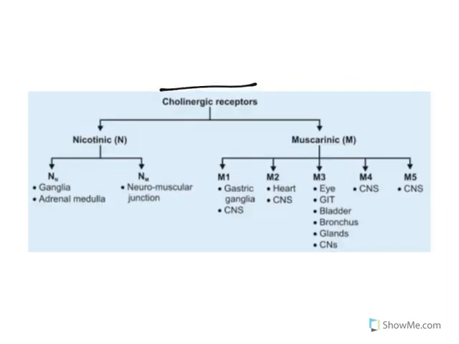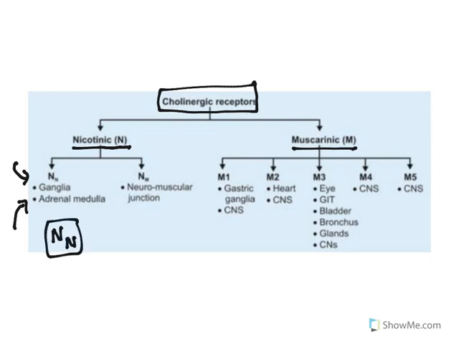Now basically, as we have seen, there are two kinds of cholinergic receptors: muscarinic receptors and nicotinic receptors. Where do you find these nicotinic receptors? Nicotinic receptors are present on ganglia as well as the adrenal medulla. These are considered NN because they are present on neurons, neuronal ganglia and adrenal medulla.